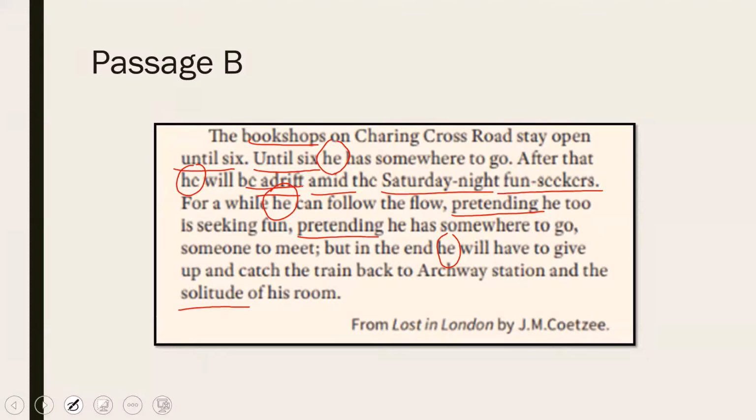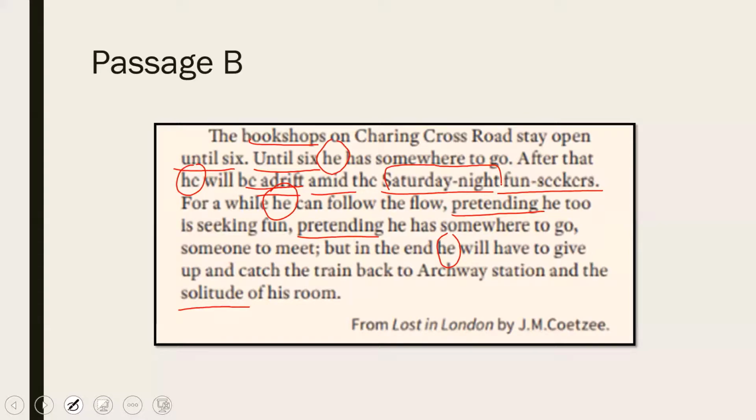Yes, adrift. What do you mean adrift? Adrift means you're sailing alone, okay? You're sailing in an ocean. Why is the word adrift here? For a while, he can follow the flow. Right now, what is the flow? Pretending he too is seeking fun, but he's not.